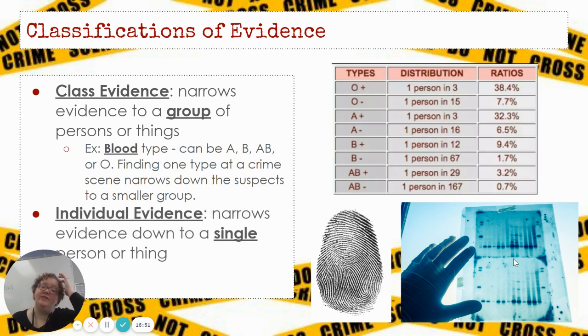That's different than individual evidence. Individual evidence is going to narrow it down to a single person or a single item. For example, fingerprints. If we find fingerprints somewhere, we can analyze the fingerprints and match it to one specific person. Same with handwriting, same with DNA. When we find a DNA sample and test it, it matches one specific person, right? Class evidence narrows down a large group to a more narrow group. Individual evidence pinpoints one specific person.